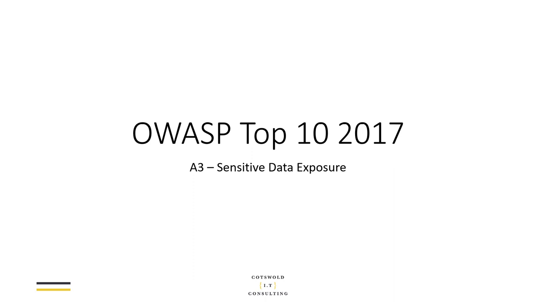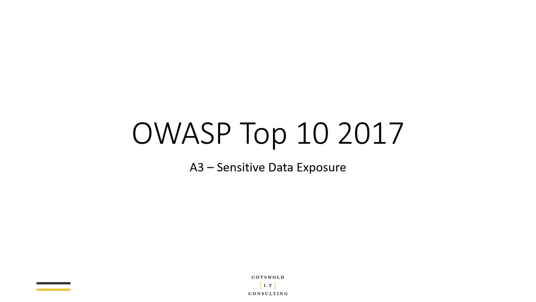Welcome back to video 3 in our series on OWASP Top 10 for 2017. Here we're looking at A3, which is sensitive data exposure, or effectively seeing data in plain text that should normally be either hidden or encrypted.